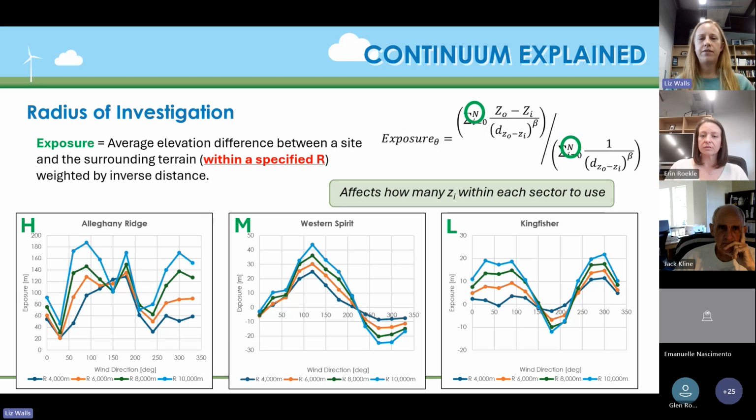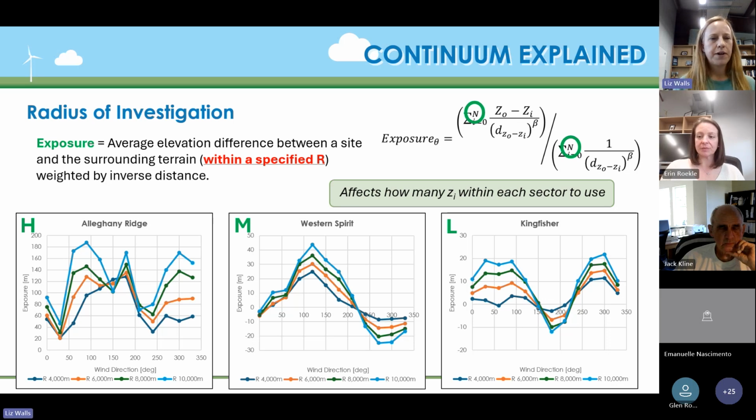Let's now move on to the radius of investigation. So as part of the definition of exposure, it's within a specified R. So let's look at how that affects the calculated values. As I mentioned, if you increase that radius, you're going to include more data points in that sector in this calculation, in the summation.